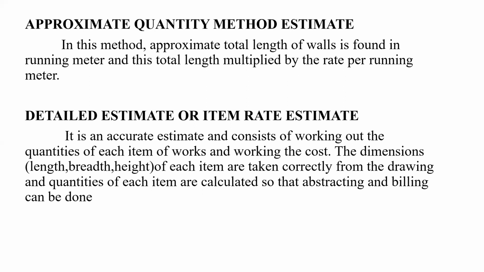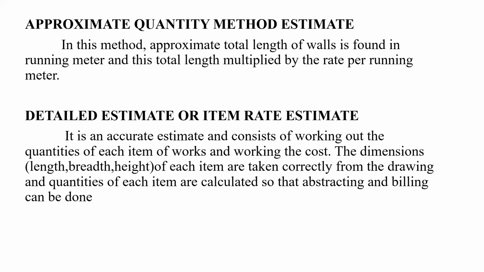by the rate per running meter of wall, which gives a fairly accurate cost. For this method, the structure is divided into two parts, that is superstructure and foundation including plinth. The running meter cost for foundation and superstructure should be calculated first, and then the running meter rate should be multiplied by the total length of the walls.